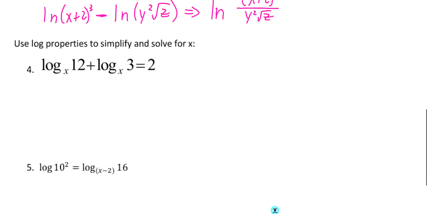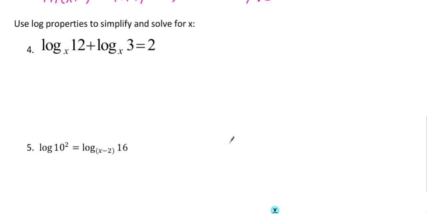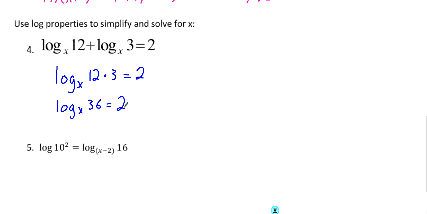Now, the next two, we're going to be using log properties to simplify and then solve. So, for number 4, I have two logs. They both have base x, so I can condense those because I have addition, using the product property. So I get the log base x of 12 times 3 equals 2. And of course, 12 times 3, log base x of 12 times 3, that is 36 equals 2.